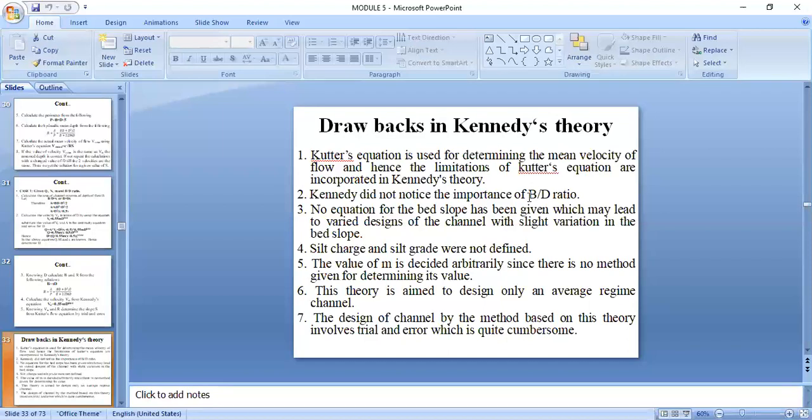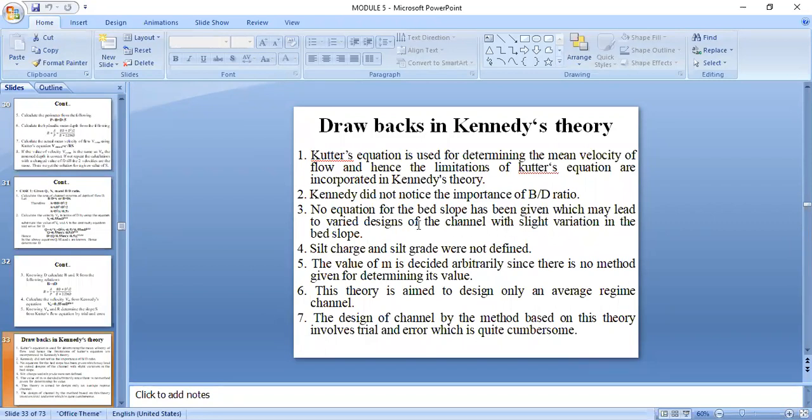So he has given a value taken from a table known as Wood's table, where the depth of flow and the ratio of bed width of the channel to the depth of flow will be given, based on which he has calculated the mean velocity and critical velocity. And here, no equation for the bed slope of the canal has been given, which may lead to various designs of channel with slight variation in the bed slope.